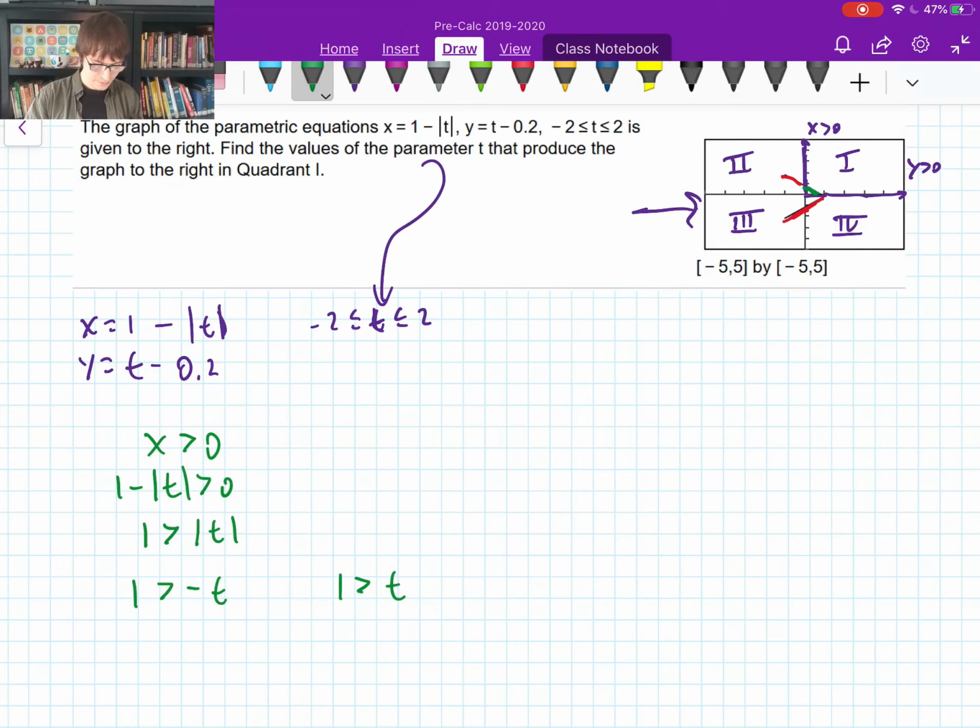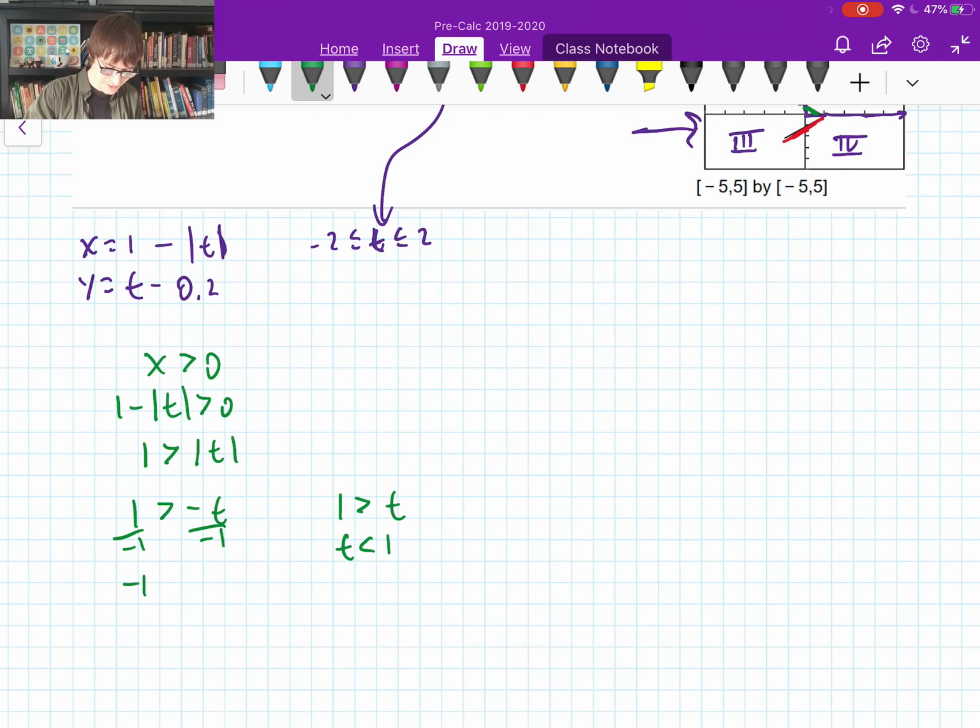If we solve for the left one, the right one's already solved, which is t is less than 1. That's the right side. The left side, we need to actually do a little bit of division here. We'll divide both sides by -1. But remember, if we divide by a negative, what do we have to do? We've got to flip this sign. So we get -1 is less than t. There we go. Now we've solved for t on both sides.